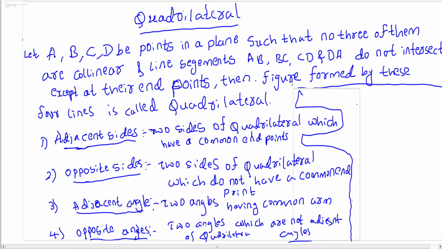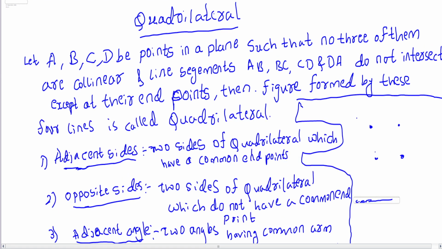Okay, coming to the next chapter, quadrilateral. What is a quadrilateral? Simply, if you take a plane and in it take points A, B, C, D, these are non-collinear. Non-collinear means they cannot come on a single line.